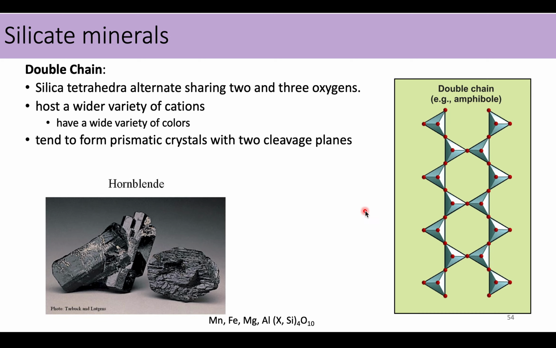So these minerals often will be in the shape of a prism. So prismatic crystals, and they usually have 2 cleavage planes, but they can vary significantly with the double chain silicate minerals. So this is an example. This is hornblende.